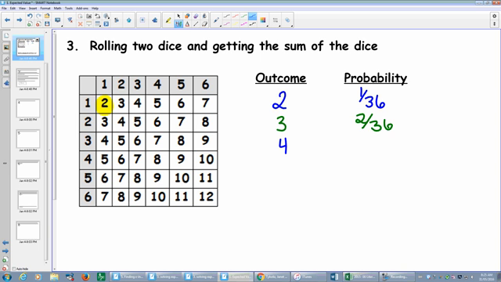Okay, we'll keep it all in 36s. So 3/36. David, what's my next outcome? And what's my probability of getting a 5? Good. Joanna, what's my next outcome? Johnny, my next one? Okay.